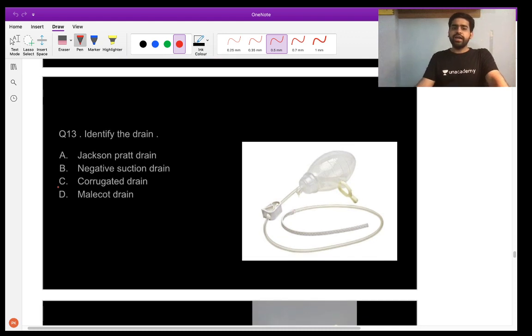Then what do we have? Identify the drains. Now understand, this is not, I won't say completely out of the syllabus, but yes, it is not commonly used nowadays. So what is the drain which is used? So what is this drain? This is basically a Jackson-Pratt drain. Okay, so yeah, that's fine.